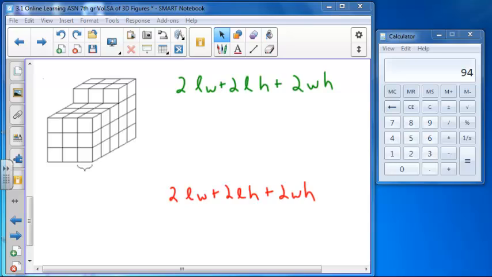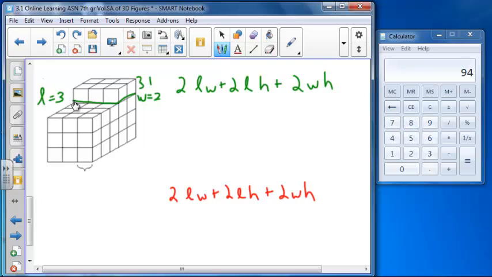This irregular shape is such an interesting problem. Let's look at one more solution. Let's consider the top prism surface area, and then let's consider the bottom prism surface area. So if we drew a line here and removed the top, the length would be 3, the width would be 2, and the height would be 1.